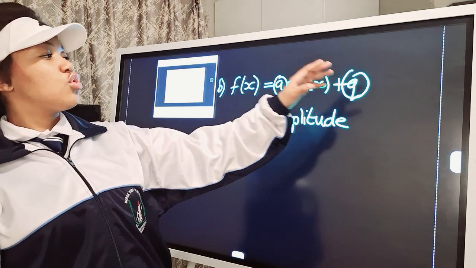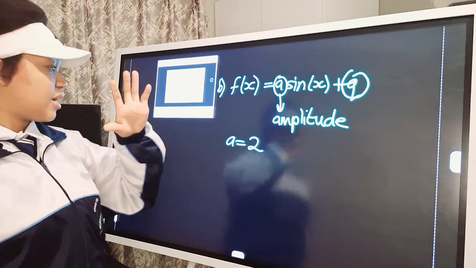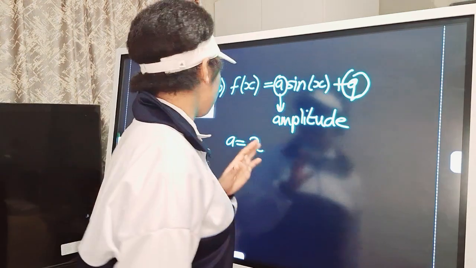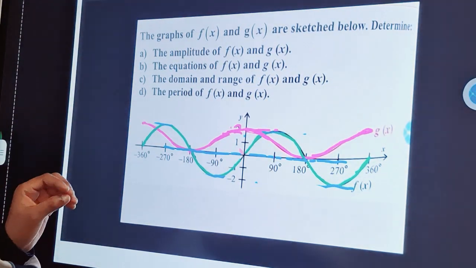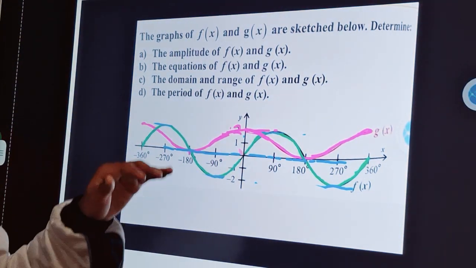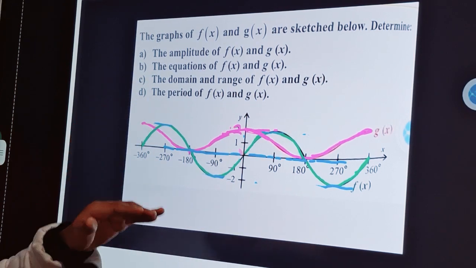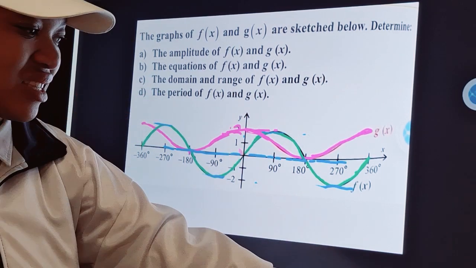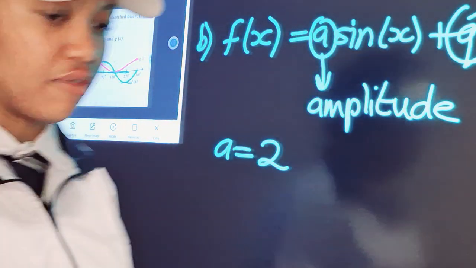Then as for q, we are talking about the translation of the graph. What do I mean? I mean they take the original graph here, sin x, maybe they move it 2 units upwards, for example, or 1 unit downwards, like they move it up and down. That's the translation of the graph. So here we're going to check the translation of the graph.